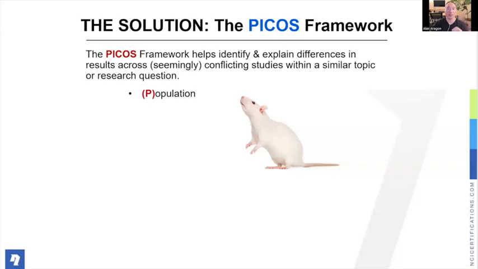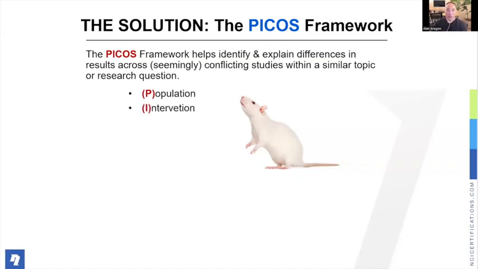Who are we studying? Now, if in fact they're humans, are they in a state of health? Are they in some sort of stage of disease? Are they lean? Do they have excess body weight or body fat? Are they athletic subjects? Are they trained subjects? Are they sedentary subjects? Who are we looking at here? So that's the P in PICOS, the population. And many times, studies with conflicting results will boil down to the very first letter in the acronym, P for population.